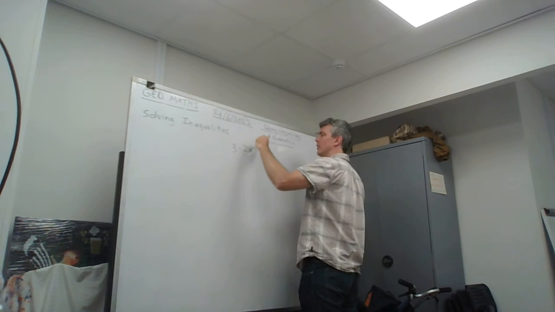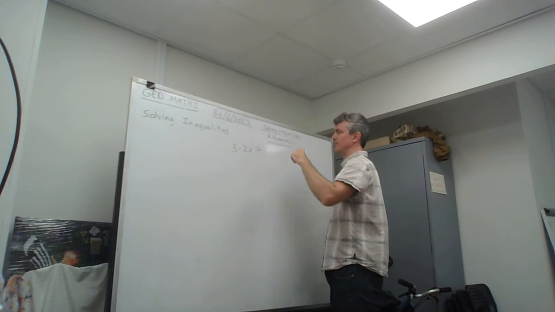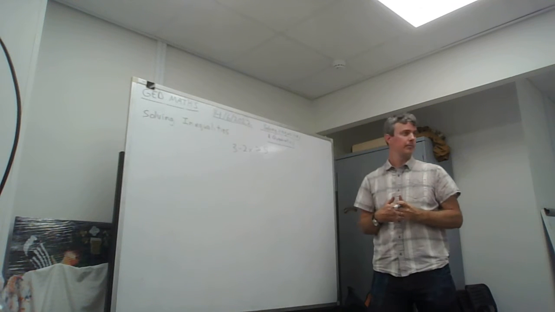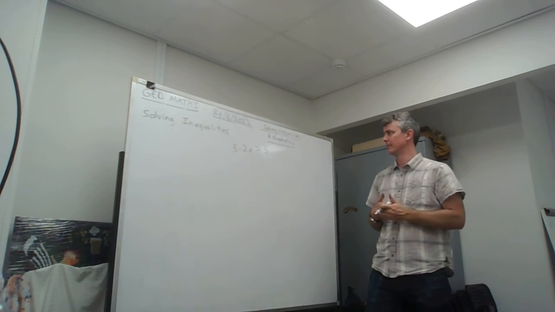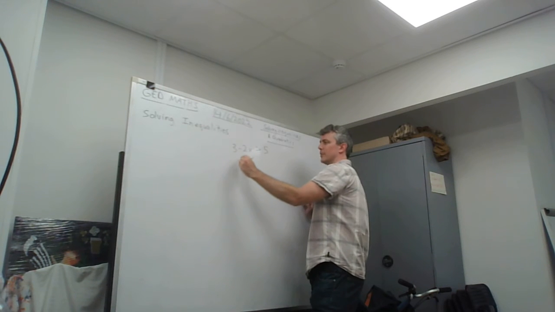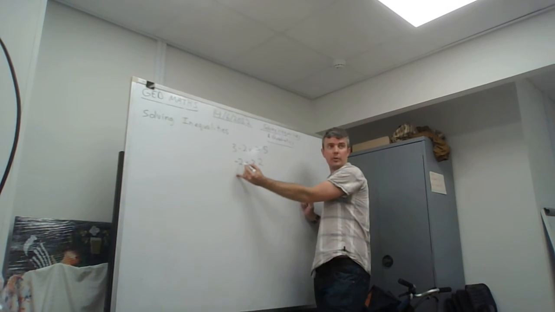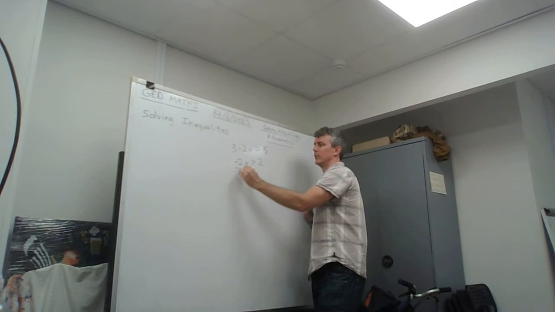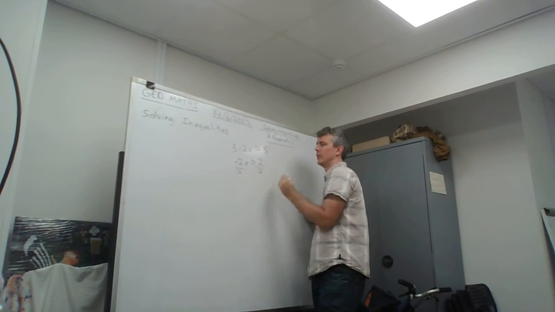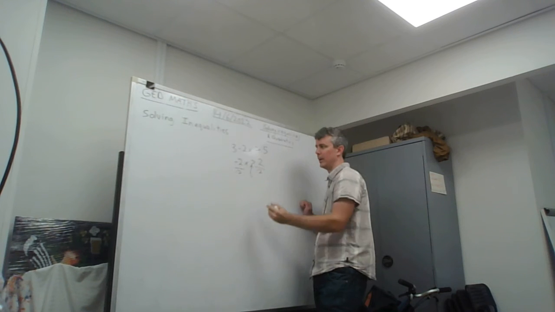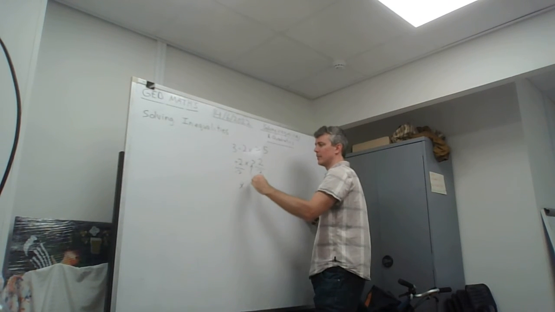3 minus 2x is greater than 5. First of all we subtract 3 from each side, so we get negative 2x is greater than 2. Now we divide by negative 2. So we're dividing by a negative number, so we flip the sign. This becomes x is now less than negative 1.